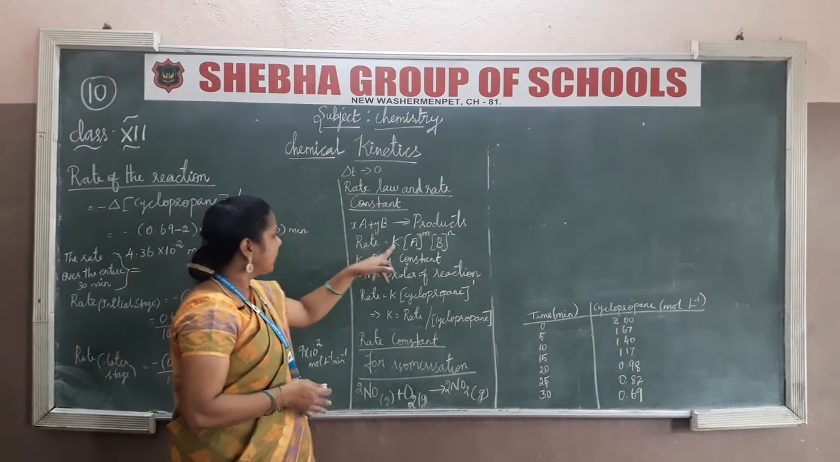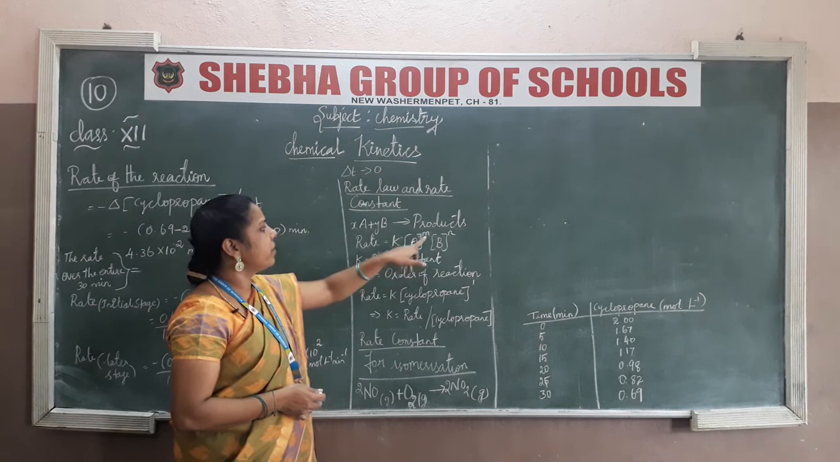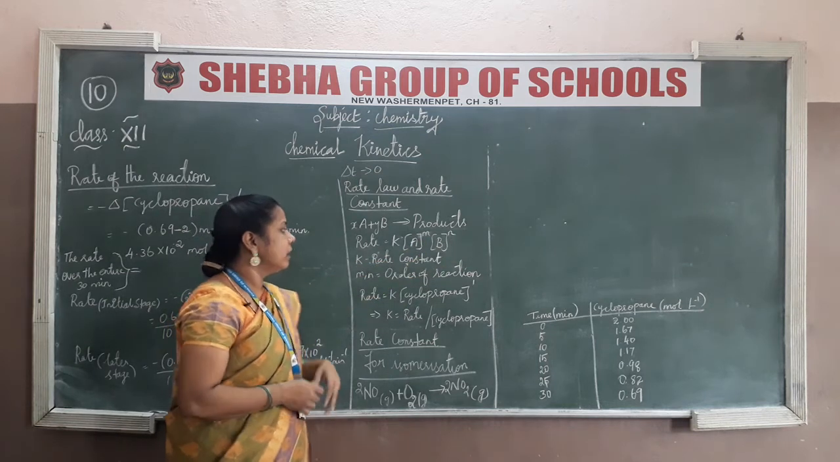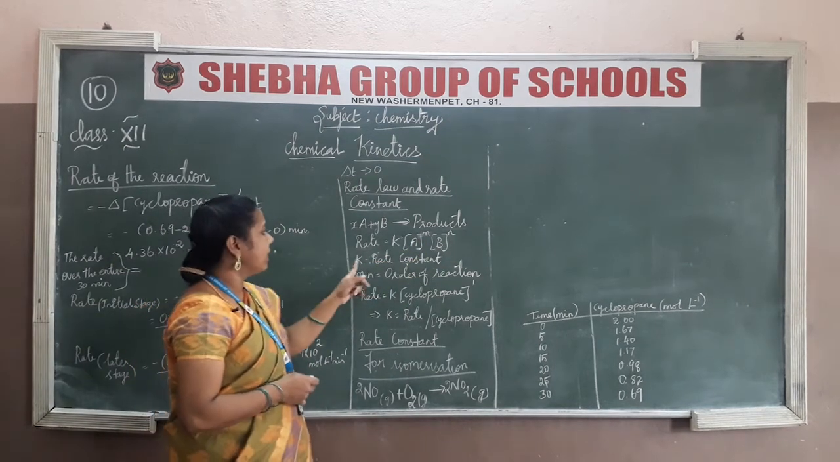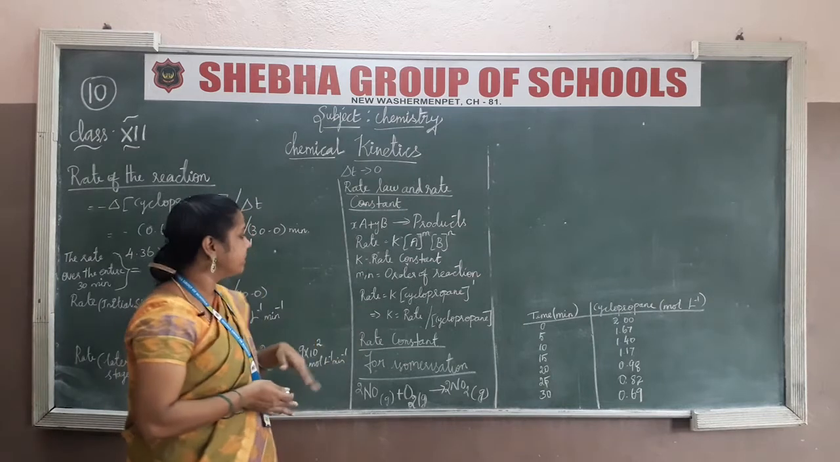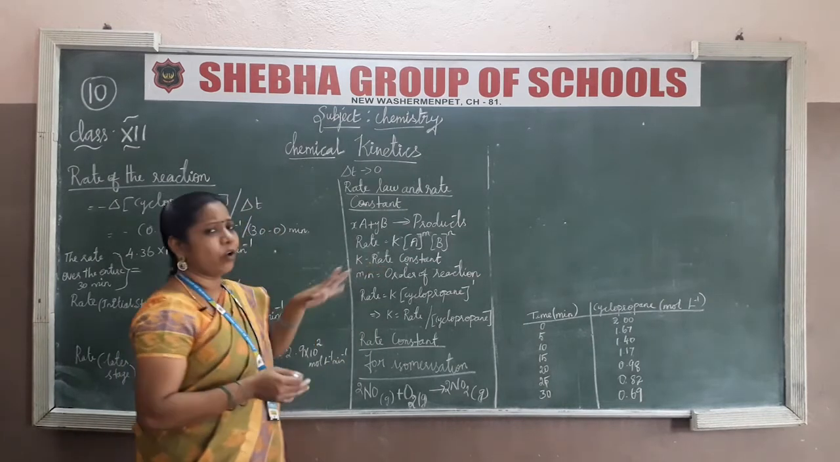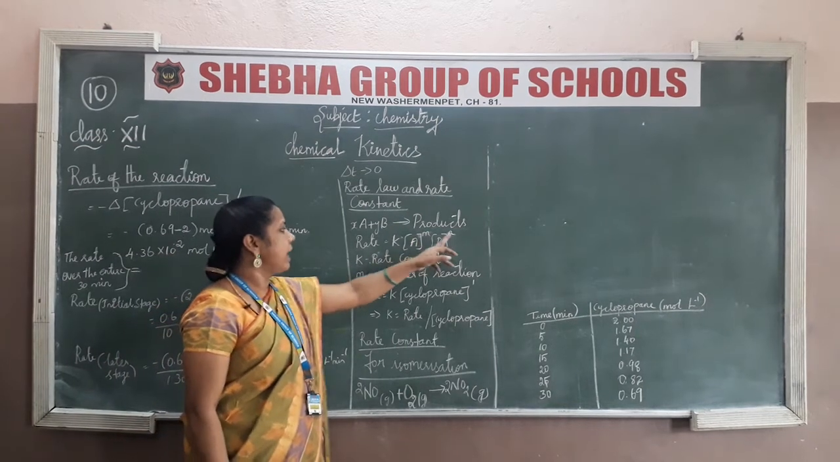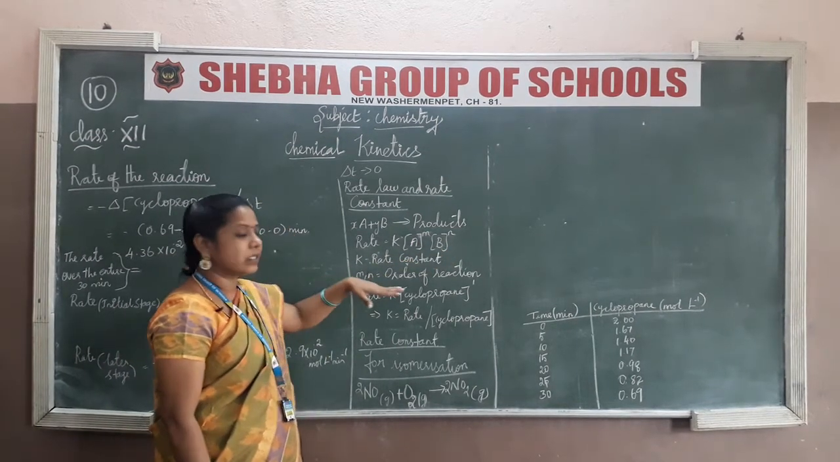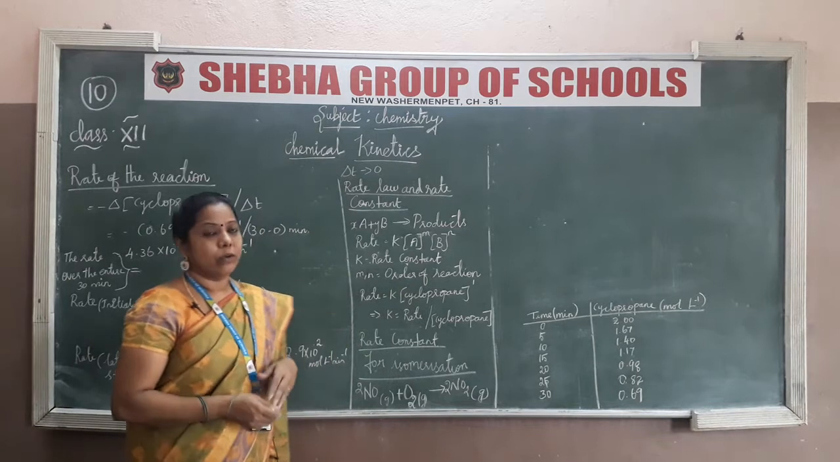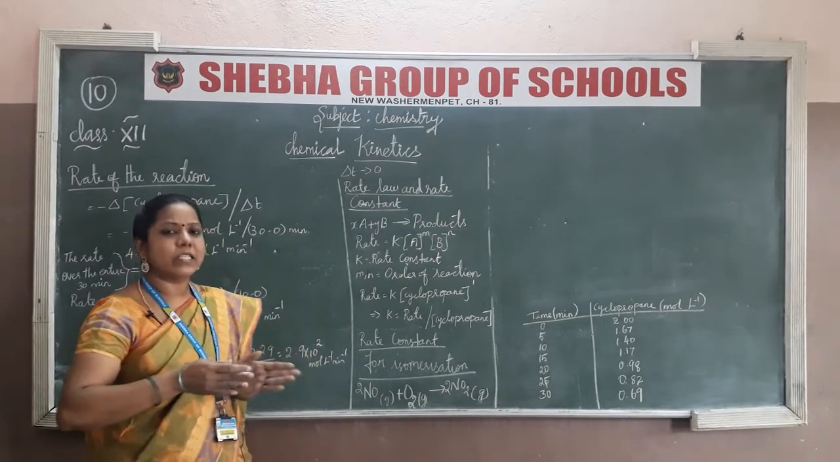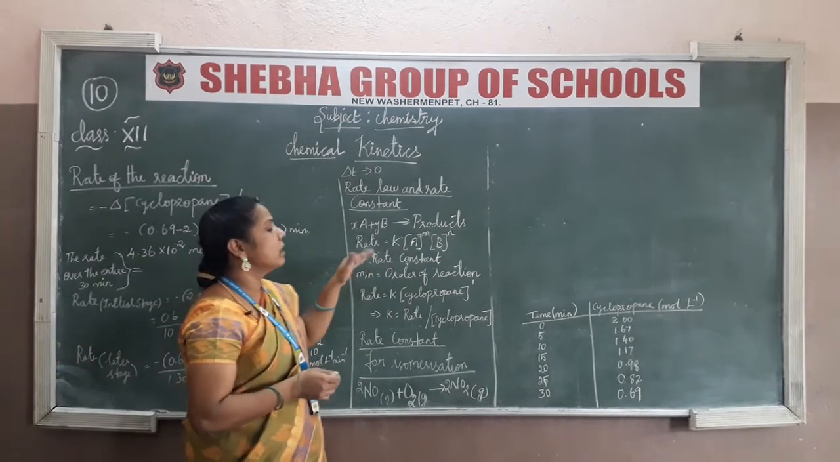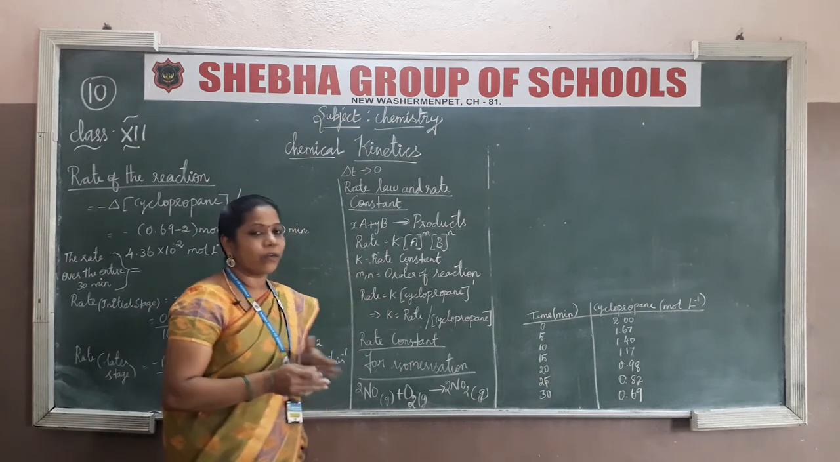So k into a power m and b power n. Here, what is the meaning of k? K is the rate constant, the proportionality constant of the rate of reaction, and m and n have to be considered as the order of reactions. So m and n mean the order of reactions and k means the proportionality constant of the rate.